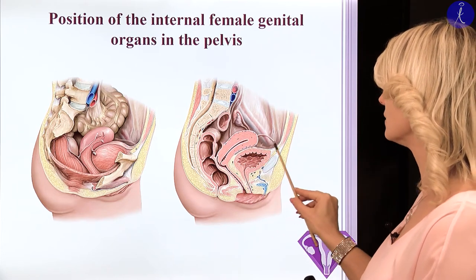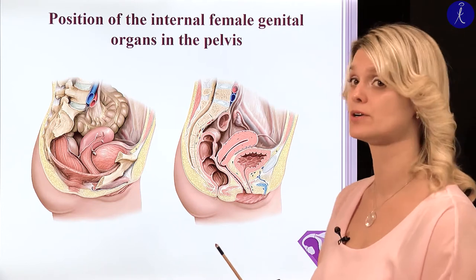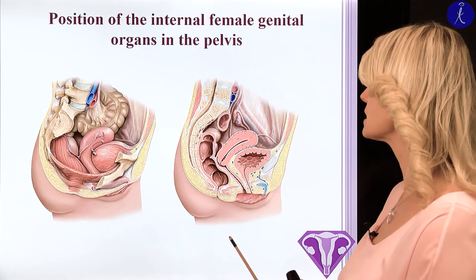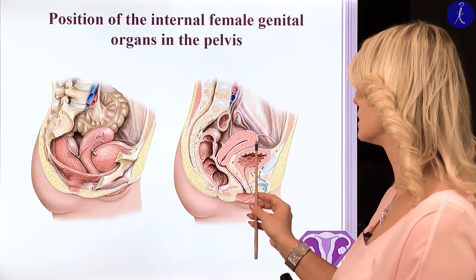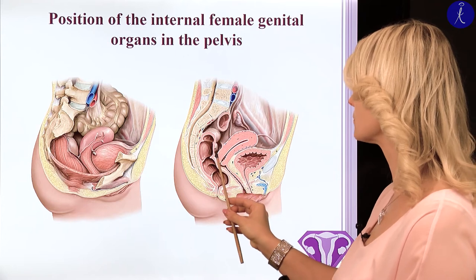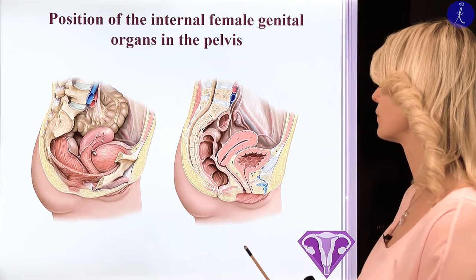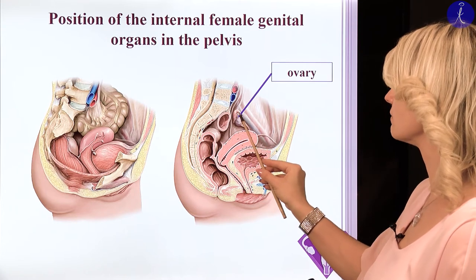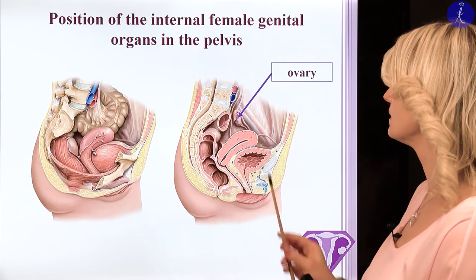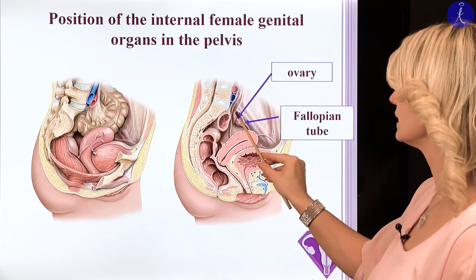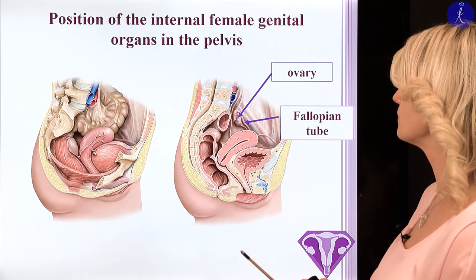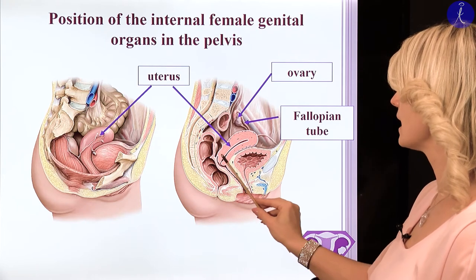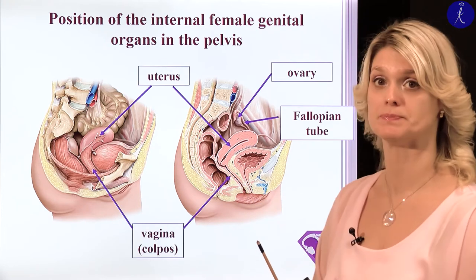Over that, here we see the parietal layer of the peritoneum. Here you see also the two pouches, the vesico-uterine pouch here and the recto-uterine pouch in this direction. On the lateral wall of the small pelvis, you can see the ovary. In front of the ovary is the fallopian tube, and this is the body and the cervix of the uterus, and finally the vagina.